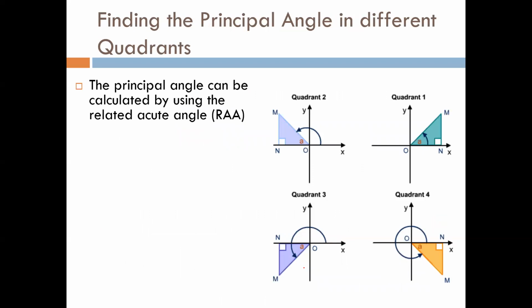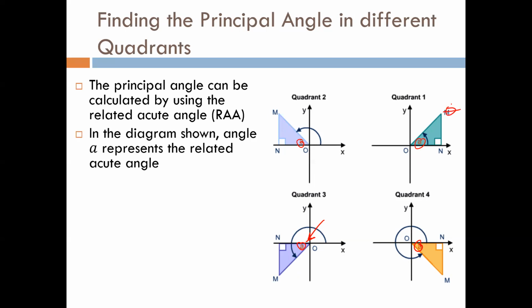So we actually talked about this in the last lesson, but I wanted to go over this again with a nice little diagram, which hopefully explains it a little better. So in this diagram here, instead of using RAA, they decided to use lowercase a for the related acute angle. And we can see here, obviously, the related acute angle is always positive, and it's always between 0 and 90 degrees. It's obviously acute. So in our first quadrant, we noticed that the related acute angle is the same as the principal angle, right?